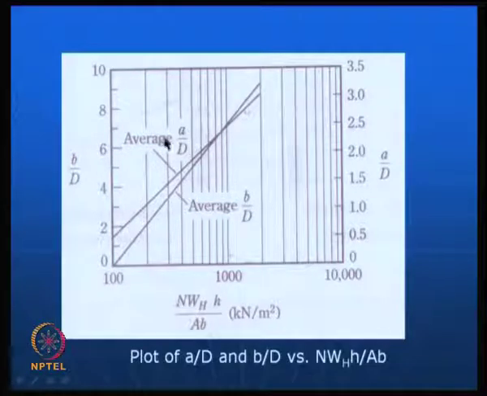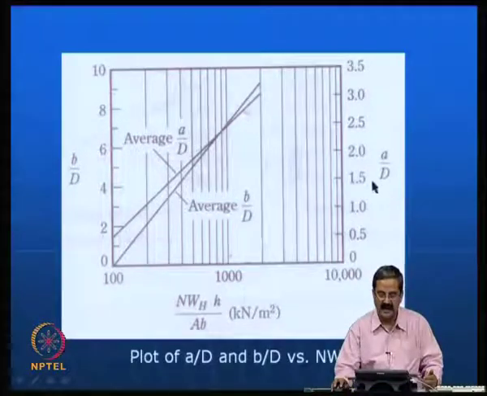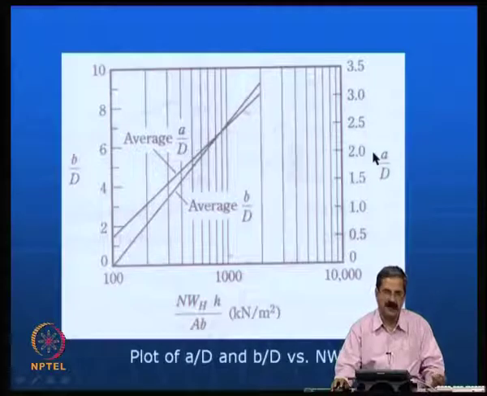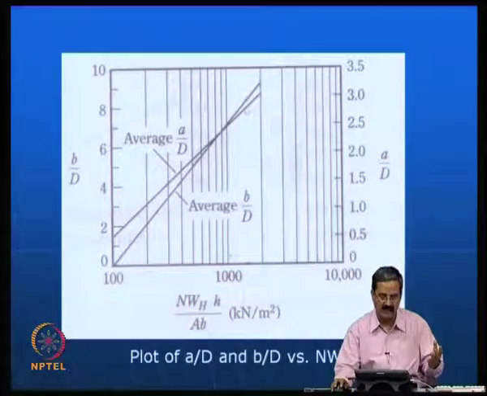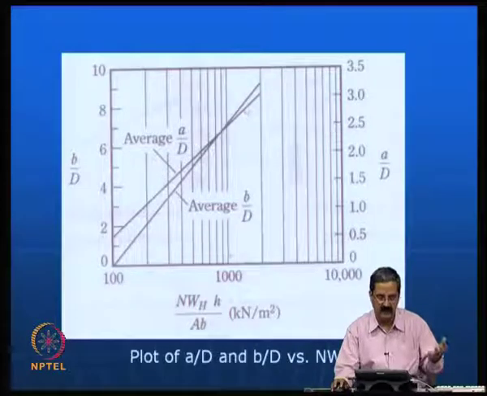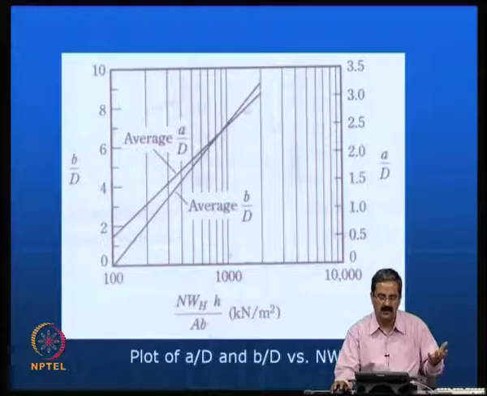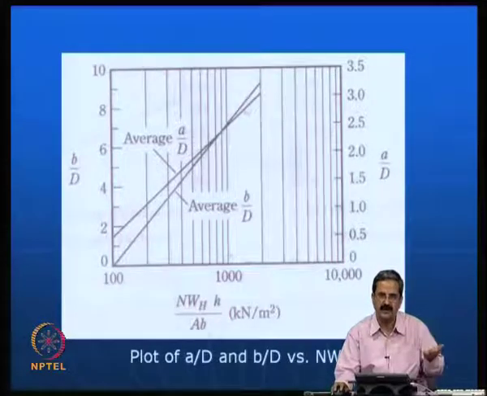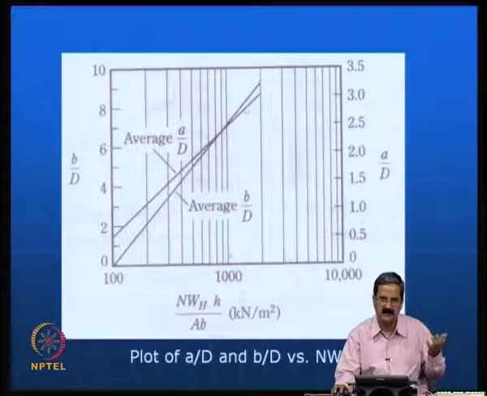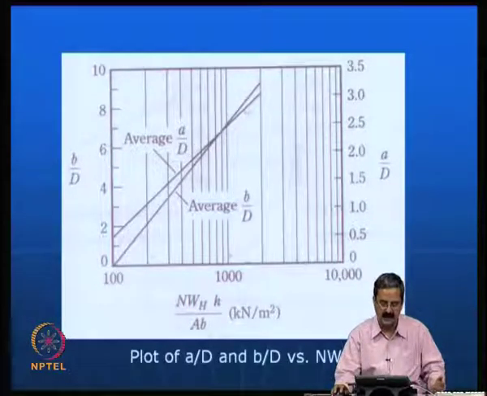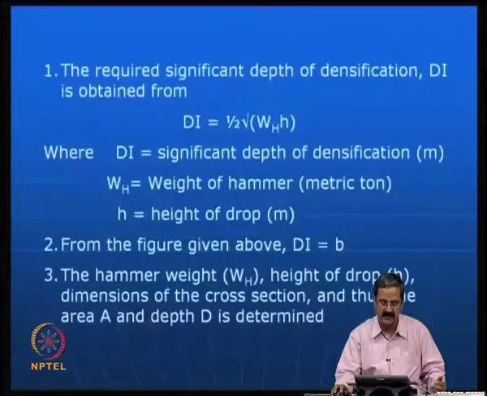Given that you have this weight, say for example 10 ton or 15 ton, and you know the height of drop and its area of cross section is known, you must be able to design what should be the spacing, and of course we should also cater to the depth of improvement. So, we will see that in an example.